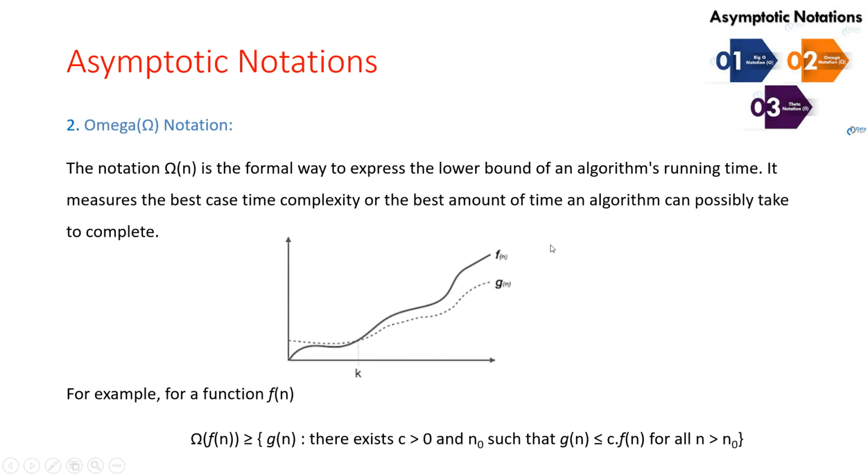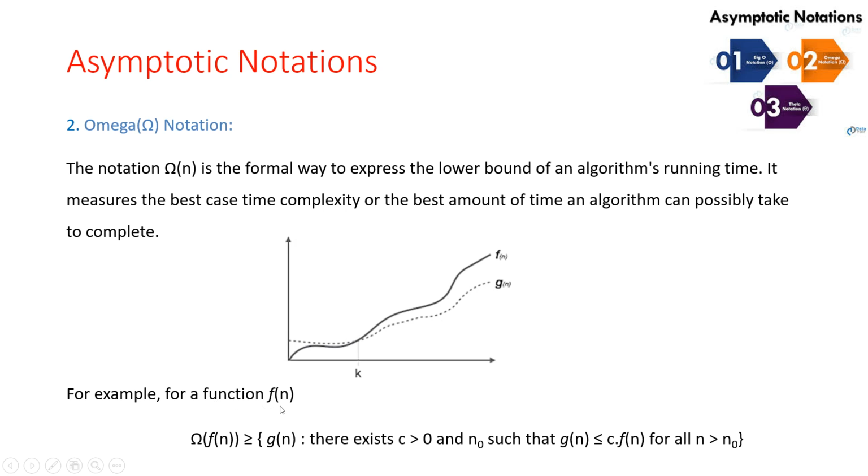The second one is the omega notation. The notation omega of n is the formal way to express the lower bound of an algorithm's running time. So it measures the best case time complexity, or the best amount of time an algorithm can possibly take to complete.